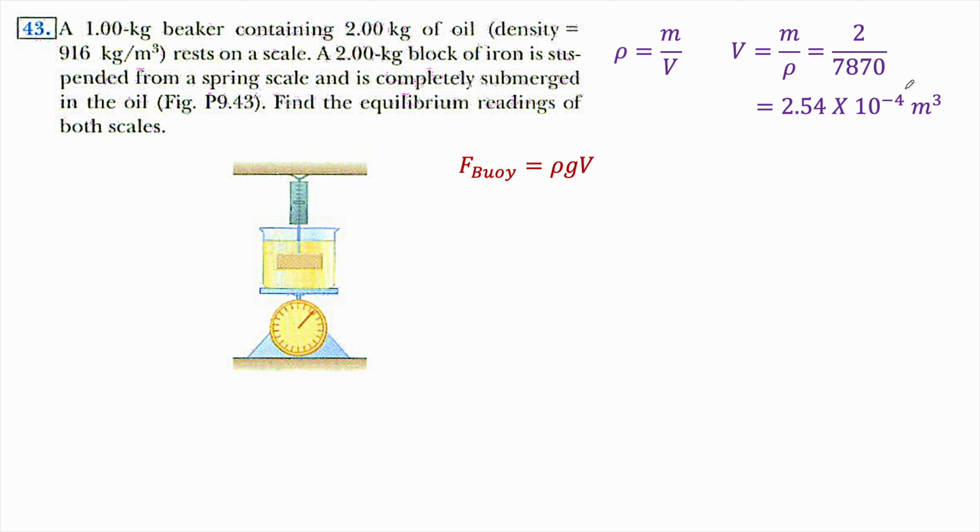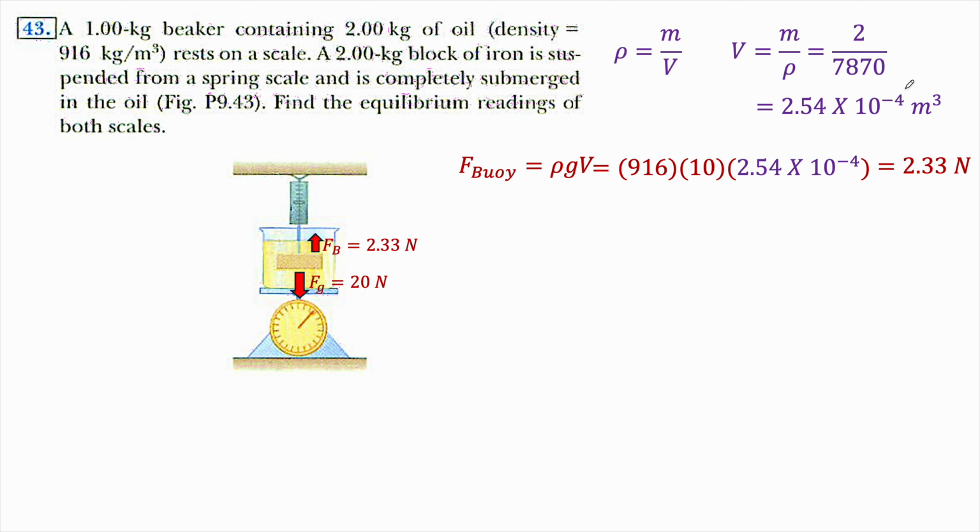How do we figure out the buoyant force? Well, we know buoyant force is just rho g V. In this case, plugging in the density of the oil being displaced, gravity, and the volume, we get that the buoyant force is 2.33 newtons. That means the upward force on this block of iron submerged in the oil is that much.